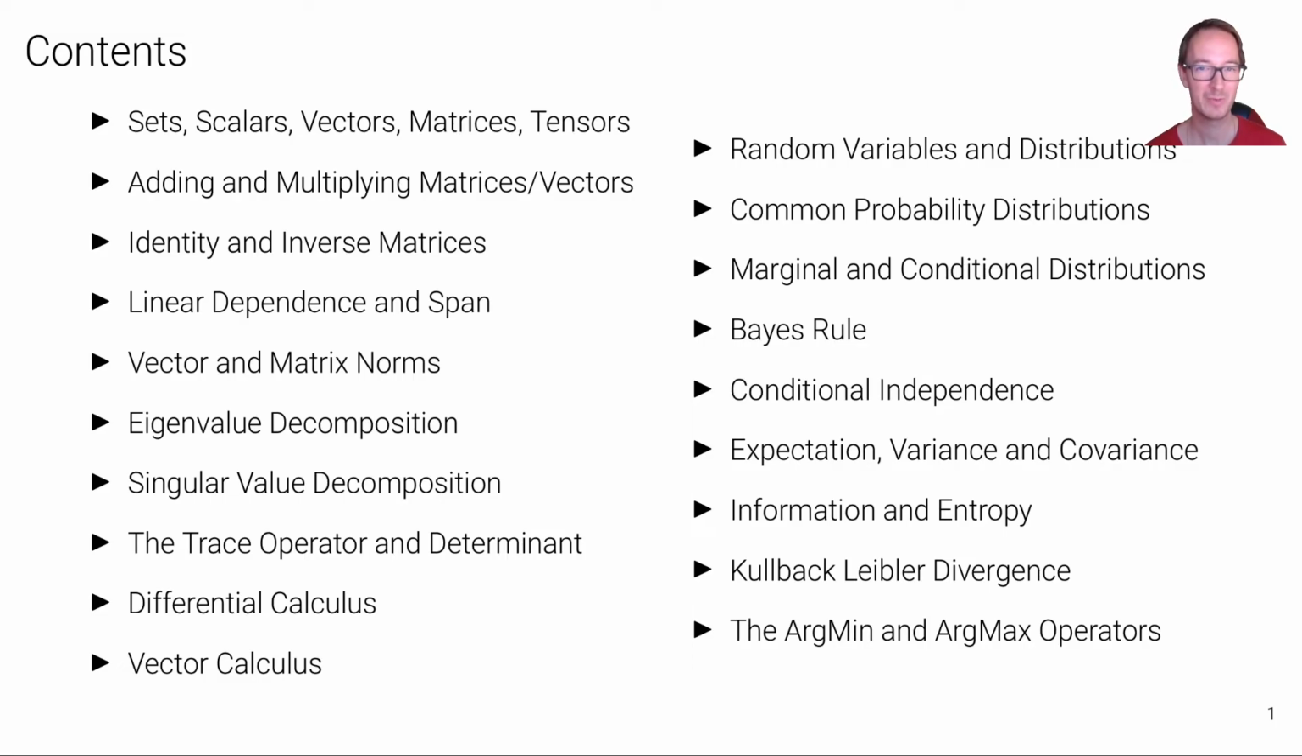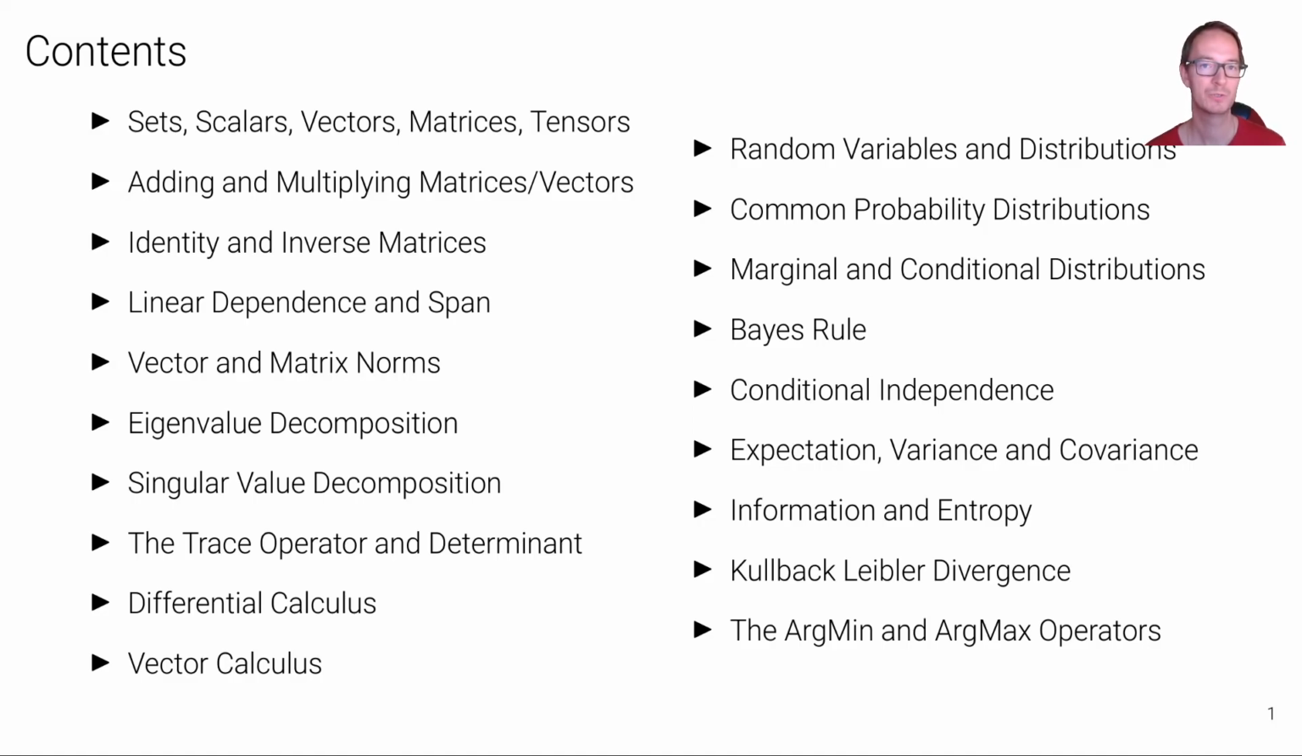Then we'll move on to probability theory, what random variables are and what probability distributions are. And we'll see some of the most common probability distributions that are used in the deep learning class. We'll also cover the topic of marginal and conditional probability distributions, as well as the famous Bayes rule. We'll see when random variables are dependent or independent or conditionally independent. And we'll introduce the notation of expectation, variance, and covariance.